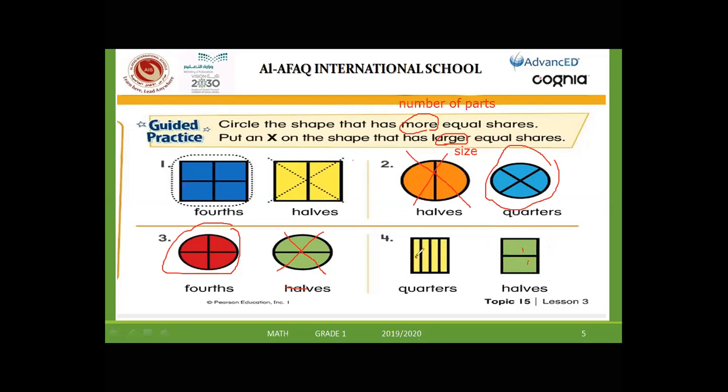Again here, 1, 2, 3, 4. Which shape, quarters or halves, has more equal shares? Fourths or quarters. So I will circle it. Excellent. And here it asks me to put an X on the shape that has the larger equal share. So I will put what? X on the green, because what? The size of this part is greater than this part. Yes. Okay, good. Now go to the next page.